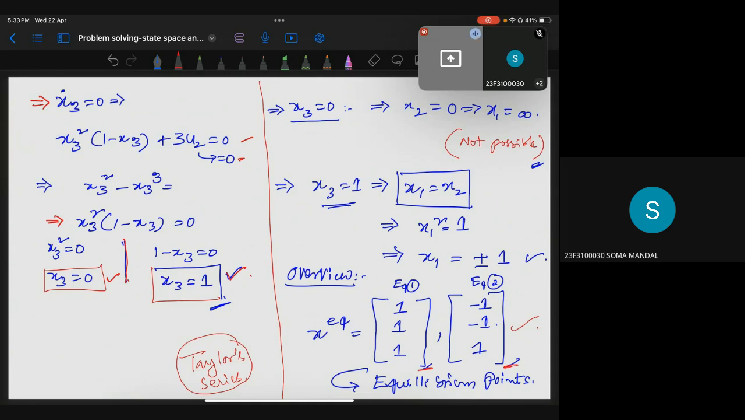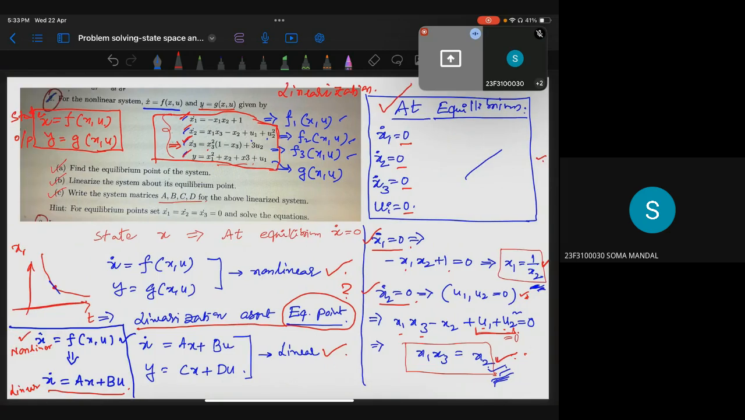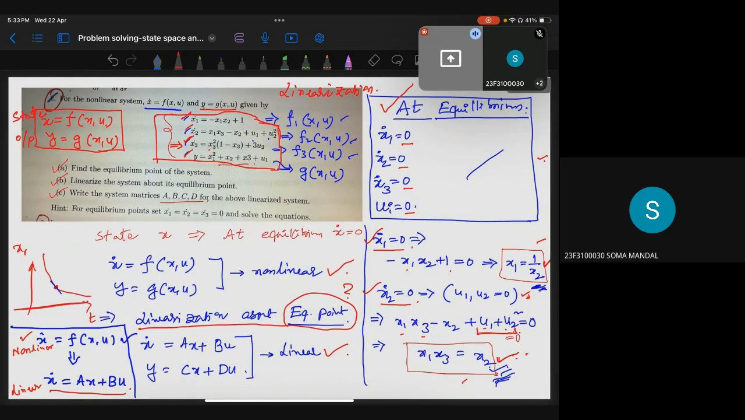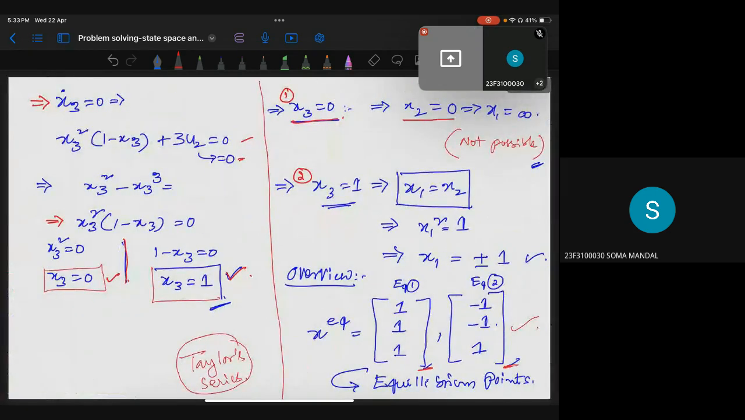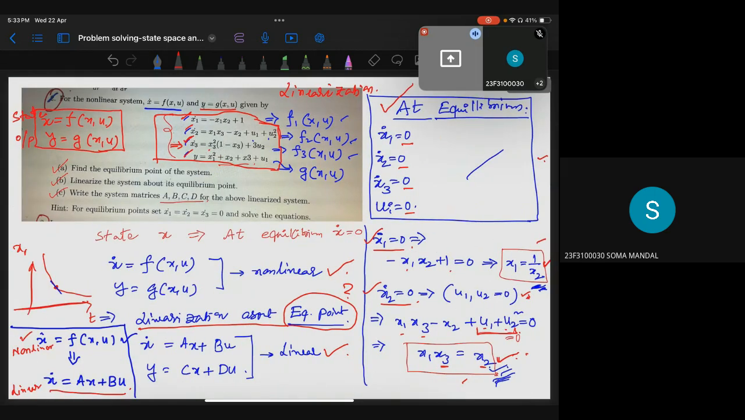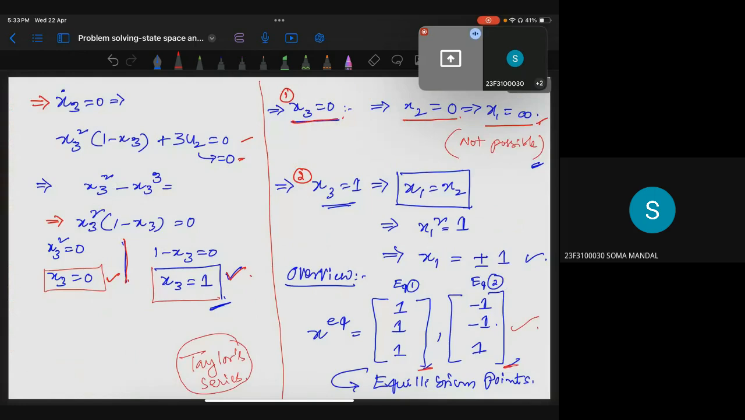Okay, so now considering both the values, x3 is equal to 0 in one case, x3 is equal to 1 in the other case. When x3 is equal to 0, considering these two equations also, you will get x2 equal to 0. Correct? That leads to x1 infinity because x1 is equal to 1 by x2. Okay, is this step clear? Yes, sir. Clear.